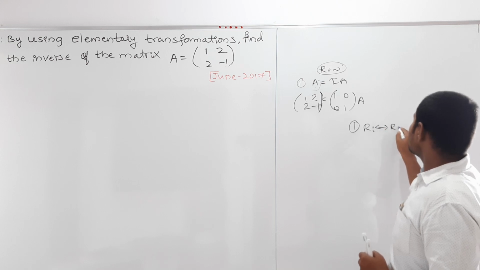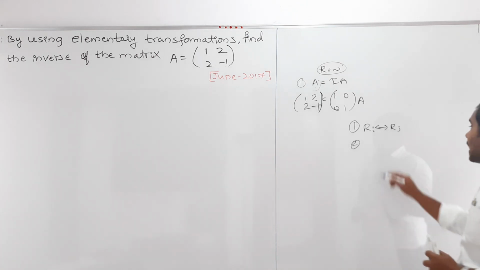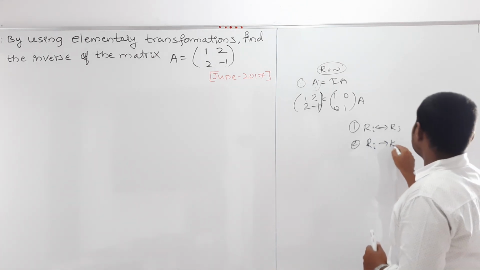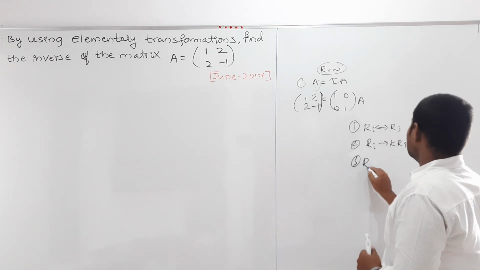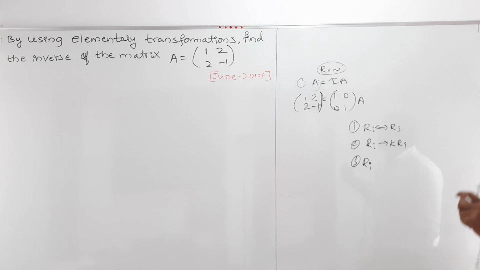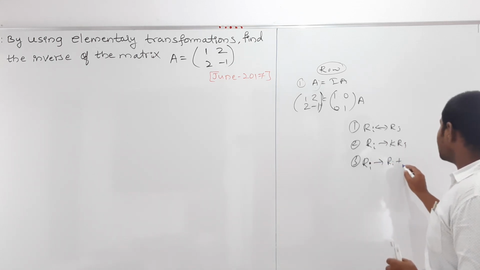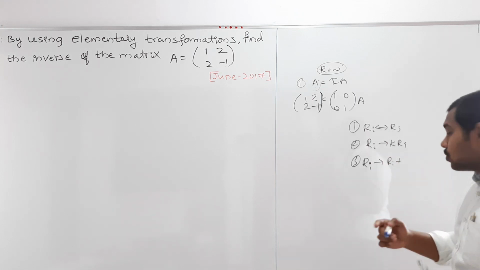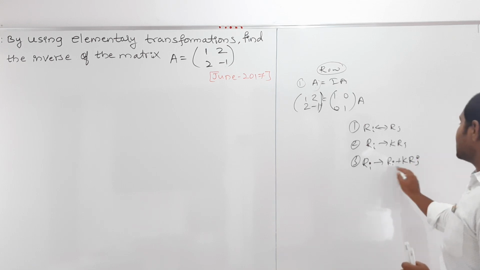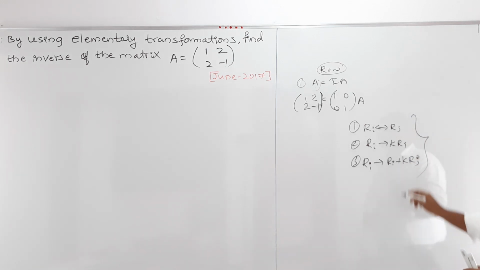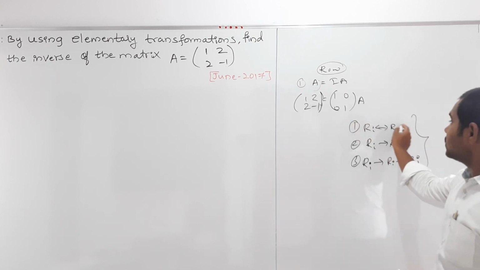You can interchange any two rows. Clear? You can interchange any two rows, and next you can multiply any row with a non-zero constant number. And next, for any row, you can add the corresponding elements of another row multiplied by k. So these are the three elementary operations you have for the row operations. You can apply any among these.